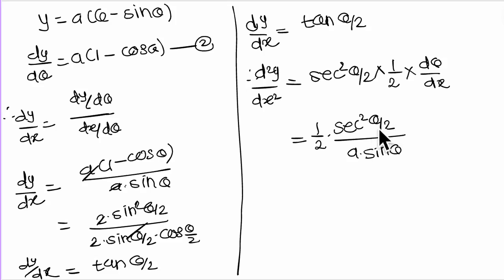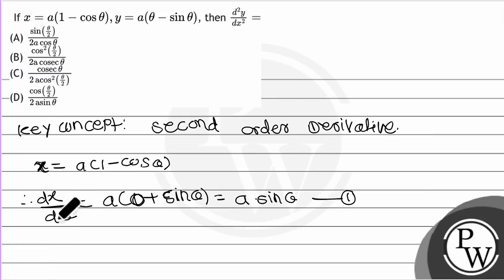Okay, so sec square theta can be written as 1 upon cos square theta, right? Yes, so 1 by 2 into sec square theta by 2 can be written as 1 upon cos square theta by 2, divided by a into sin theta. So is this your answer? Let's check the options.